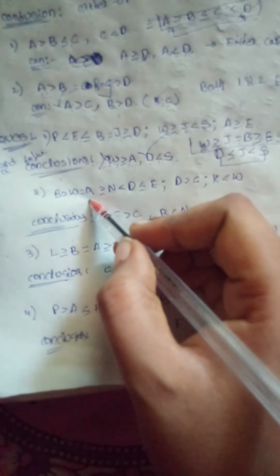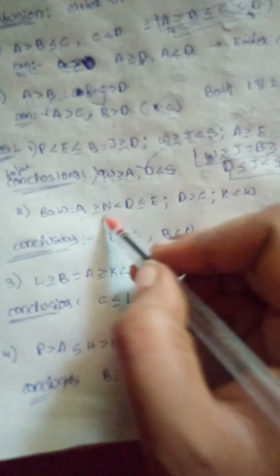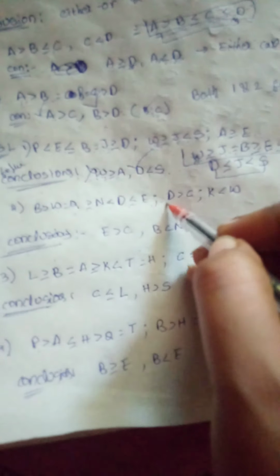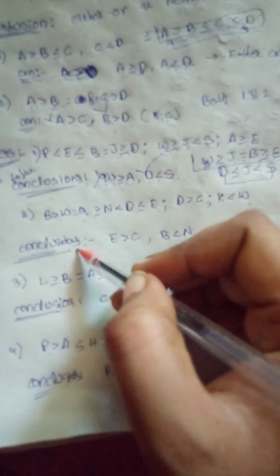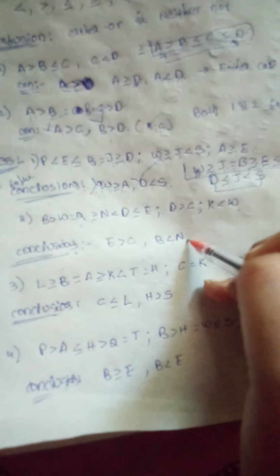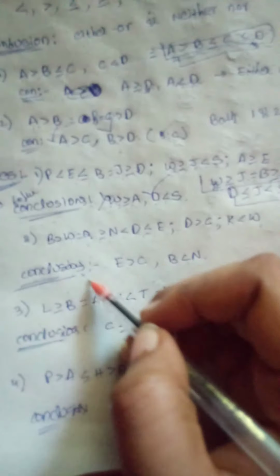And next go to the second question. B greater than W is equal to Q and greater than or equal to N less than D less than or equal to E. And the second one is D greater than C, and the third one is K less than W. From the given expressions, the conclusions are A greater than C and also B less than N. From the given equations we find the relation between E and C.